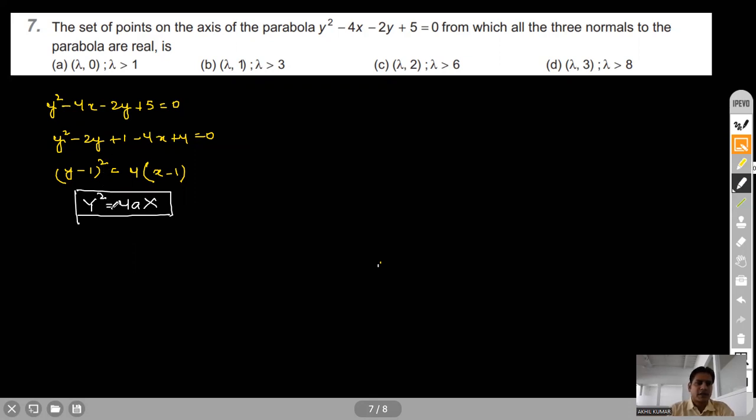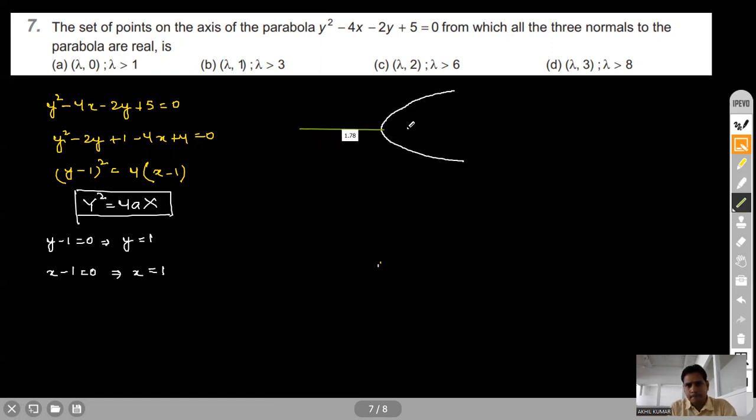We will compare this with our standard parabola y square is equal to 4ax. So what will be the vertex? So y minus 1 will be equal to 0. From here, we get y equal to 1, and x minus 1 will be equal to 0, so from here we get x equal to 1. So this will be the vertex of this parabola. Let me draw one rough sketch for this. So this will be our vertex, whose coordinates are 1, 1.